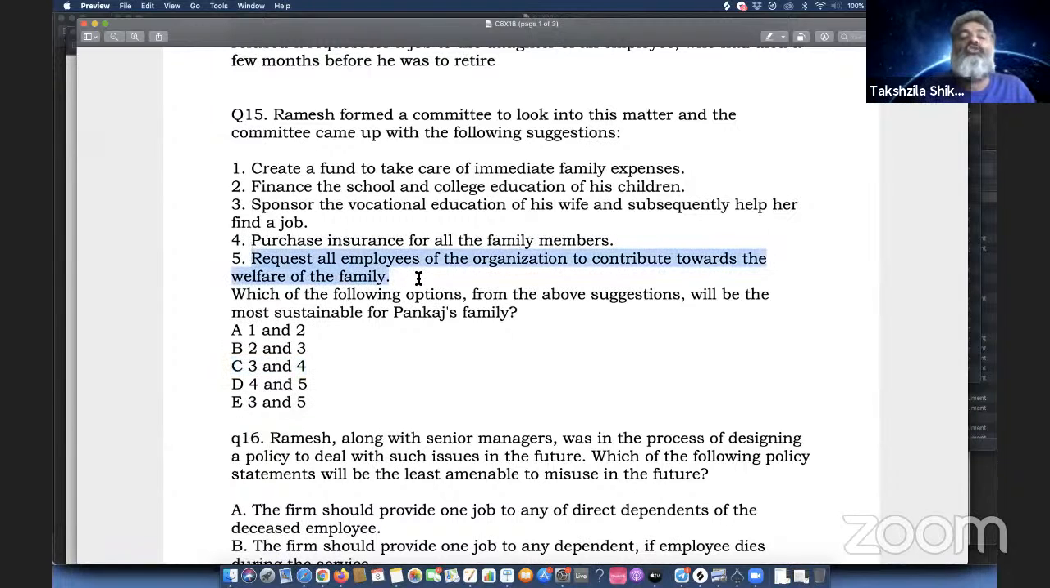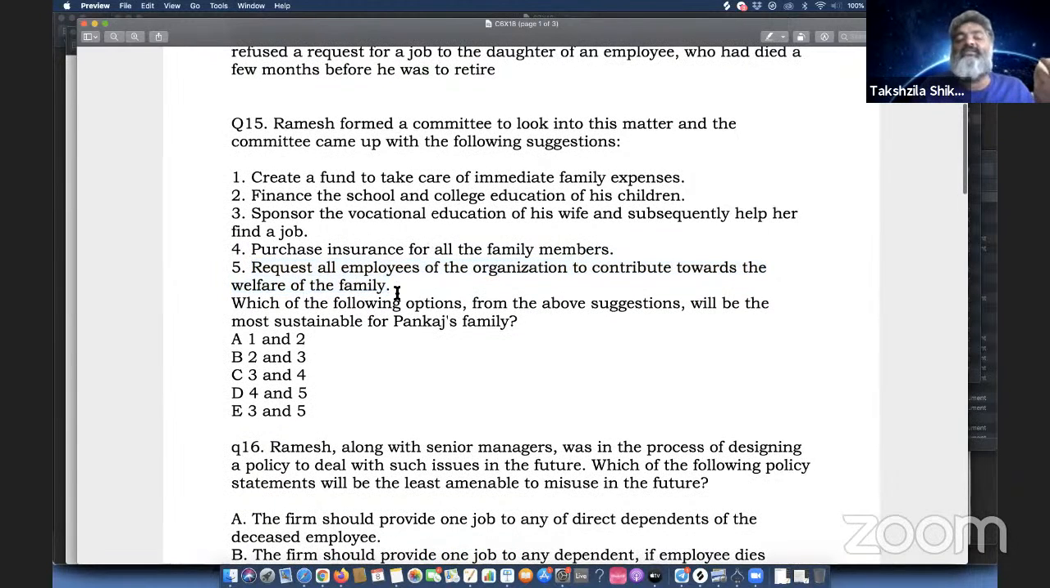Request all employees of the organization to contribute towards the welfare of the family. I mean, this happens a lot in a lot of organizations, typically even in government of India, when there's a calamity, people contribute money and everything. But I am looking, so they will contribute also, but I'm looking at a sustainable long-term solution.